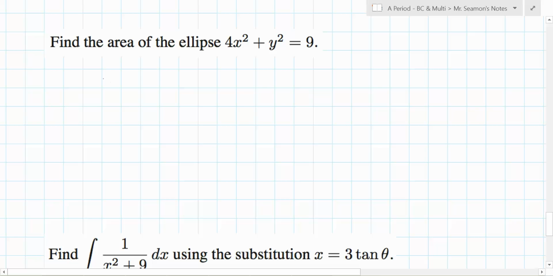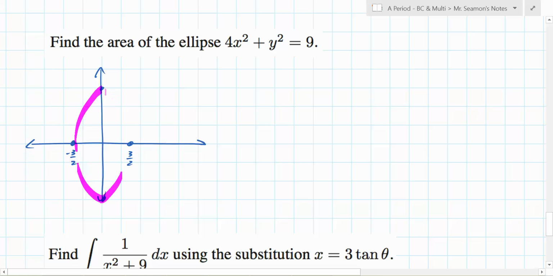What are the x-intercepts? No. The x-intercepts are what? You can do it in your head. 3 over 2 and negative 3 over 2. I know, it hurts, I know. What are the y-intercepts? Negative 3 and 3. Very good. So then what do you do with those 4 points? You connect them. So we have a nice ellipse.